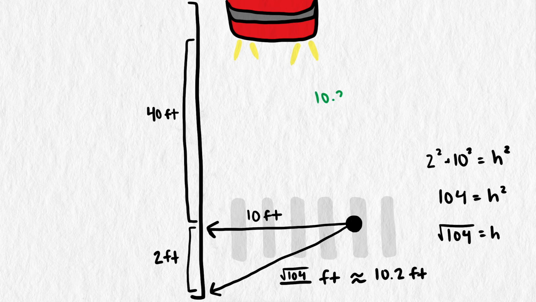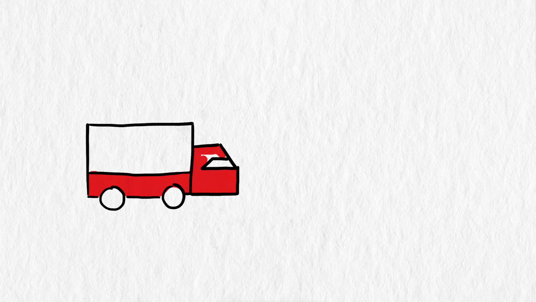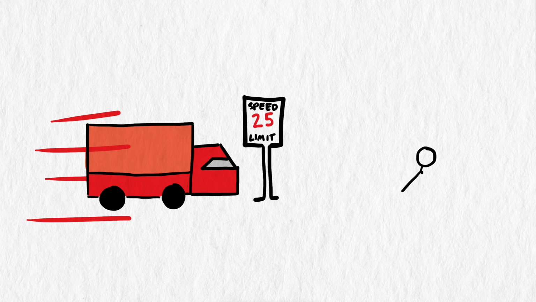Notice that now Sarah has to run another 0.15 feet to get the truck to travel 1 more extra foot. Is this a better option for Sarah than running just 1 foot down the curb? Well, that all depends on the speeds of Sarah and the truck.